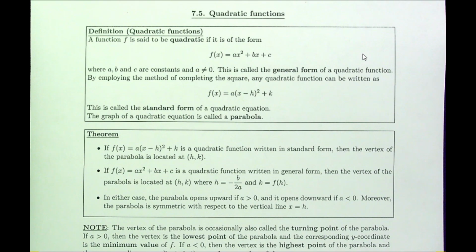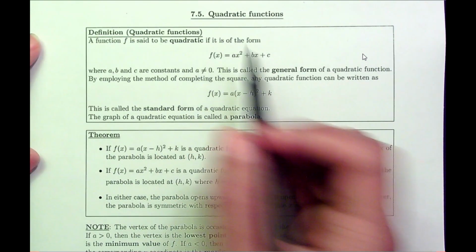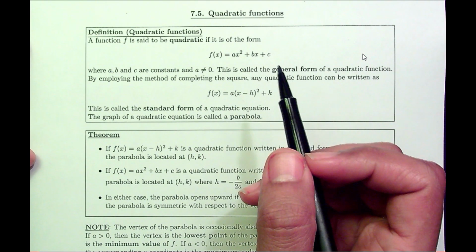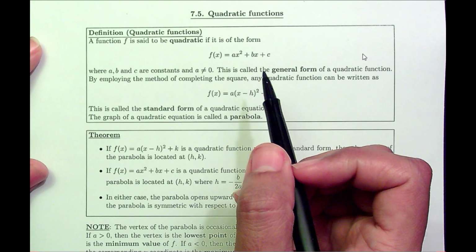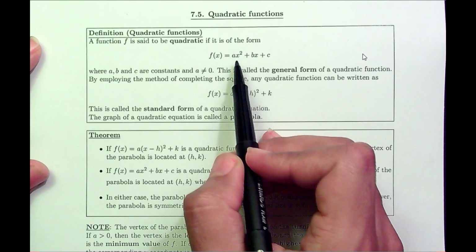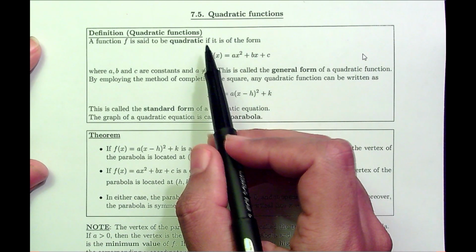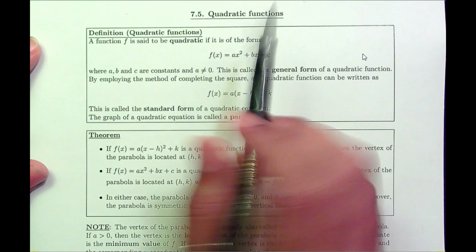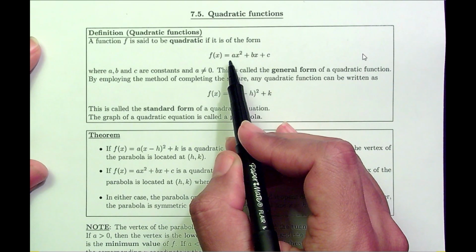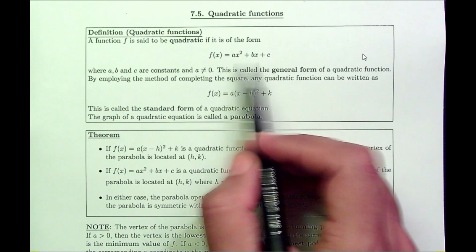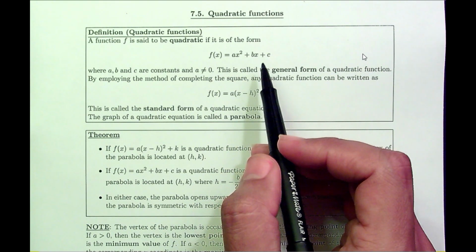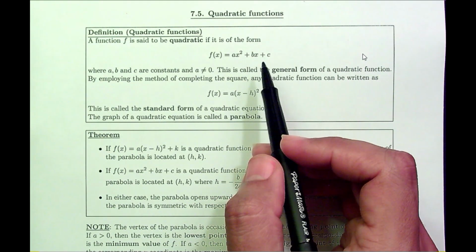Now let's talk about quadratic functions, which is section 7.5 in the book. So a quadratic function is something that we have already encountered, is a function that is of the form f of x equals ax squared plus bx plus c. We have encountered this type of expression when we're solving quadratic equations, right? That we solved using the quadratic formula.